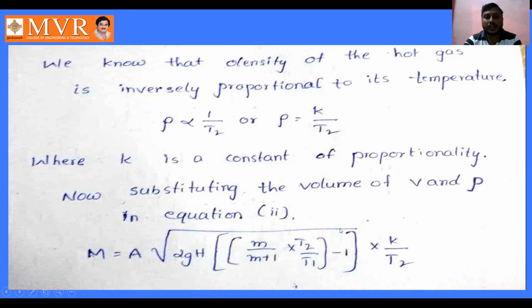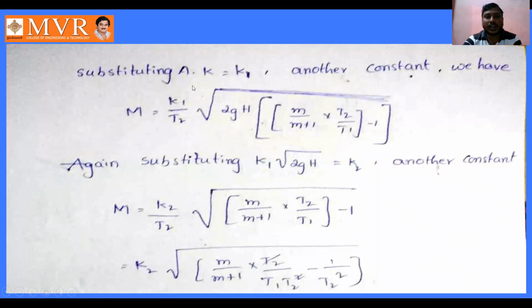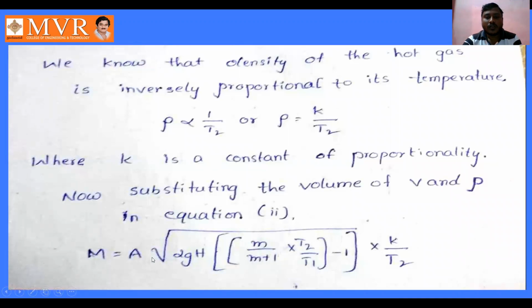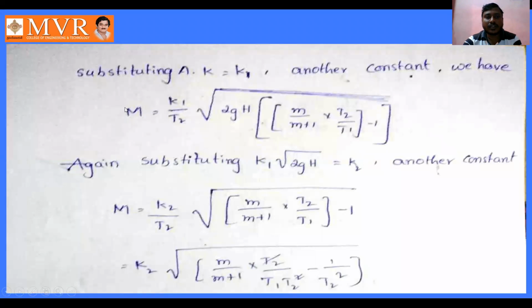m is equal to A into, this is the value of V, into, and this is the value of density. Density is nothing but k by t2 square. Substituting A into k as k1, another constant, in the m equation. Here we are assuming A into k as k1.